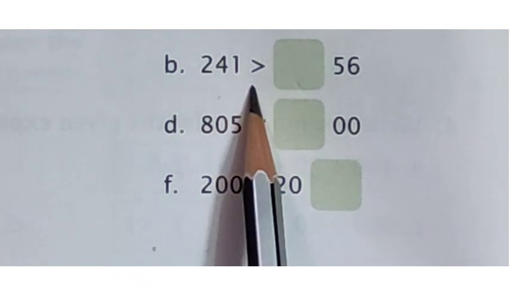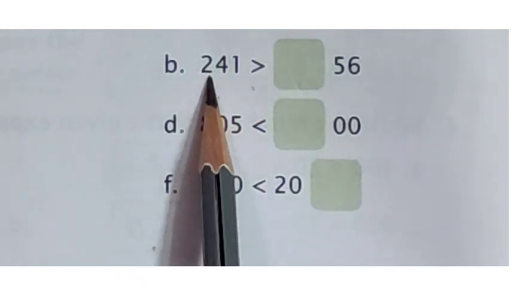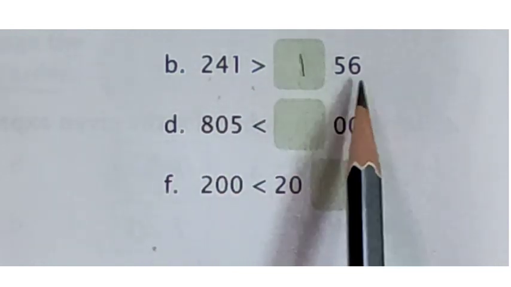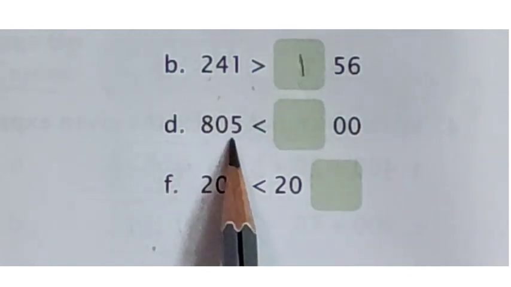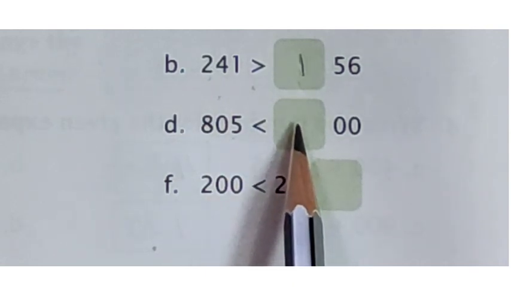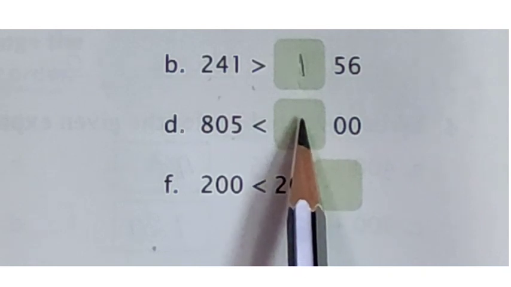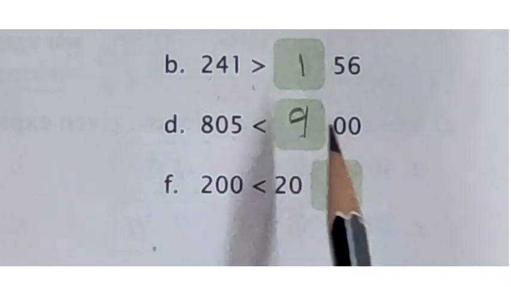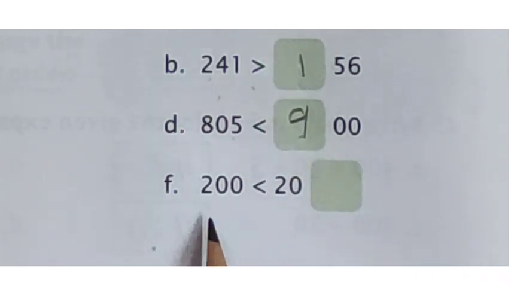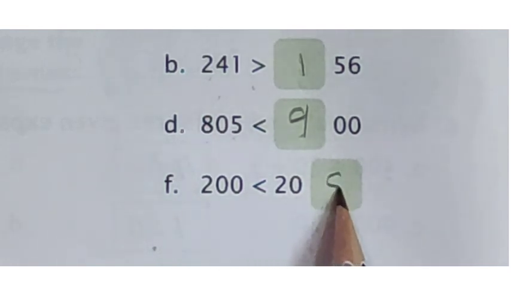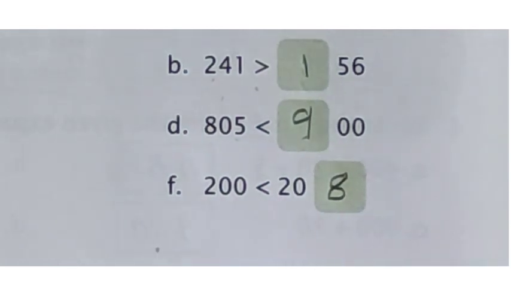241 is greater than. So this number is greater than that. This should be less. 156. Next 805. 805 is less than means more than 8 you have to write. So 900. So 200 is less than 208 or 765, any number you can write.